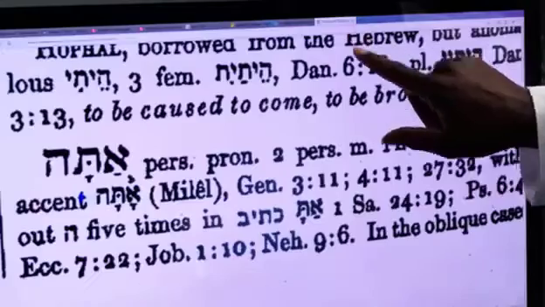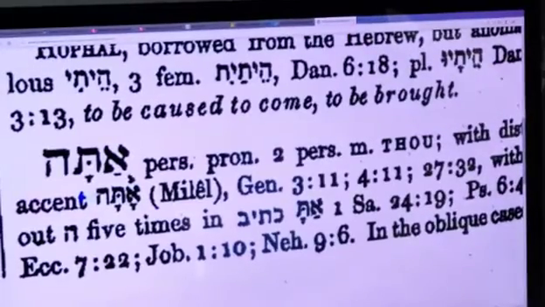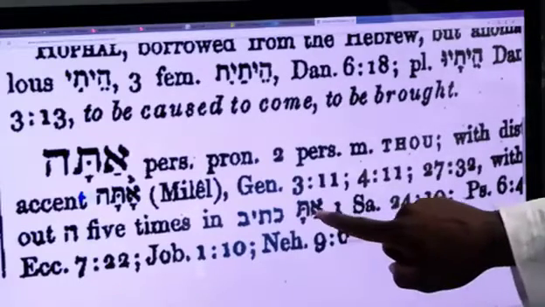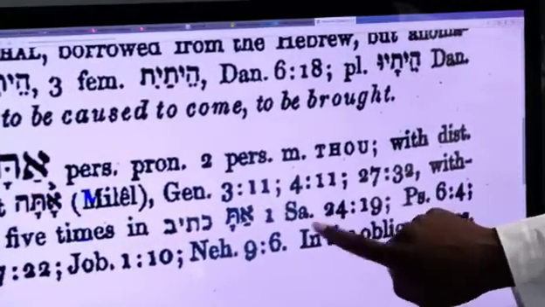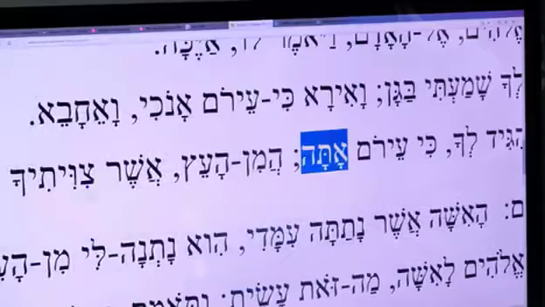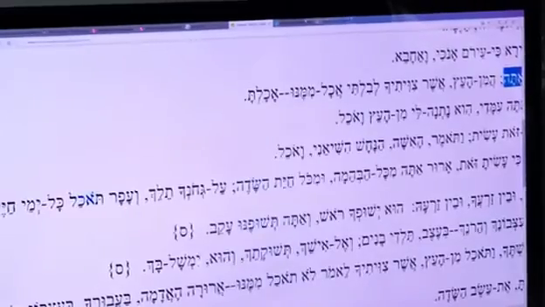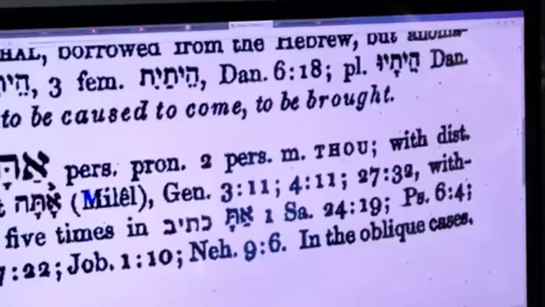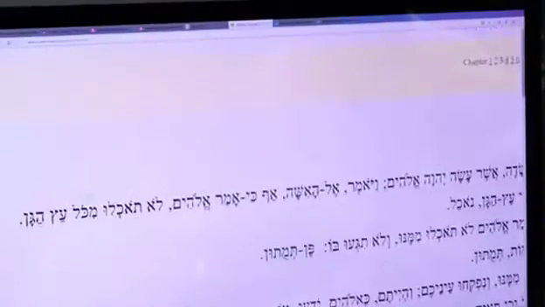So let's go back to our Gesenius lexicon and see if they give us a feminine example. It looks like we can find one here. We see at being used in 1 Samuel 24:19. Let's go there and see what they give us. All right, 1 Samuel 24 and 19. All right, let's go up.